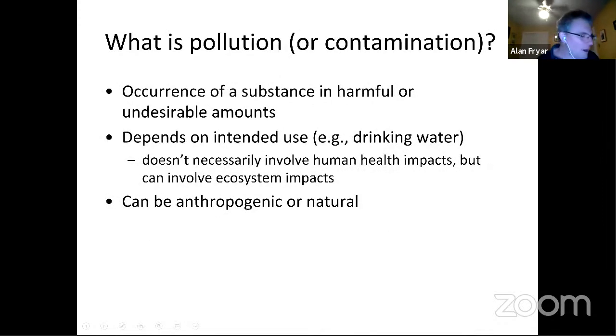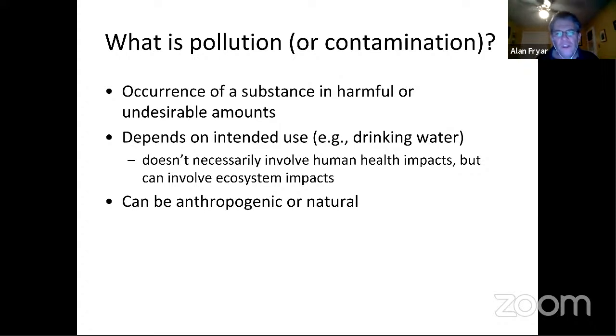All right, so getting back to what I mentioned previously, how do we define pollution, or how do we define contamination? This is kind of my own definition, but I think it's fairly common: it's just the occurrence of a substance in harmful or undesirable amounts. This is true for air pollution, and for surface water pollution. Of course, we're going to be focusing on groundwater.